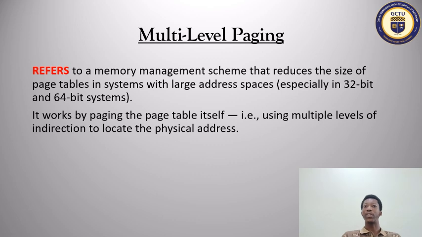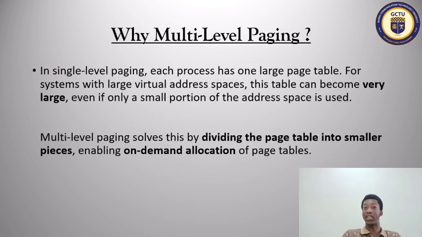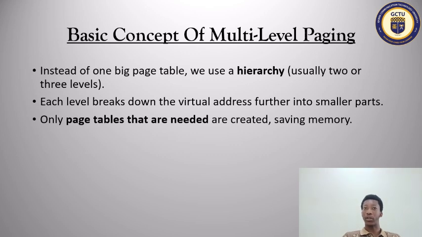In single-level paging, each process has one large table, a very big table for systems with a large addressing space. This table can become very large even if only a small portion of the address space is used. So we talk about multi-level paging so that the page table can be divided into smaller pieces to fit into the system. The basic concept of multi-level paging is breaking down the table into smaller pieces to fit into the system.